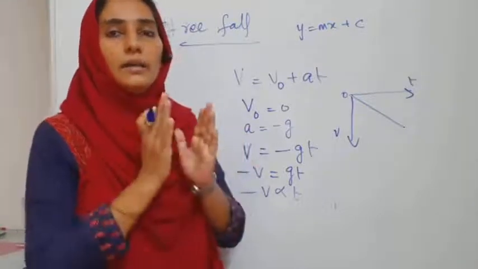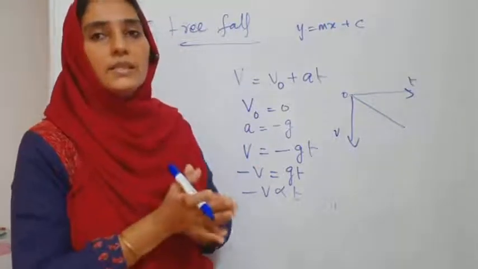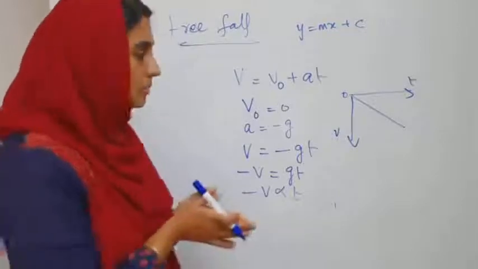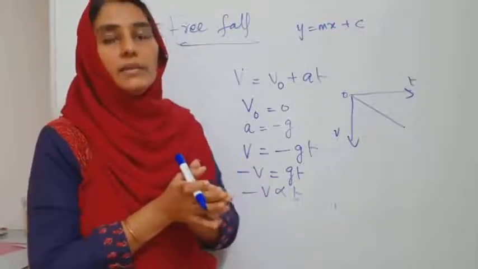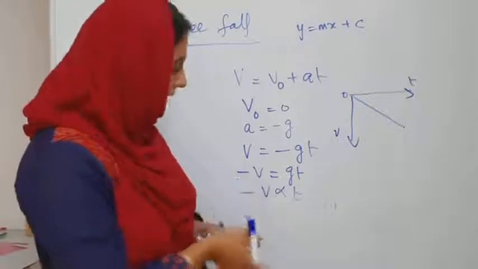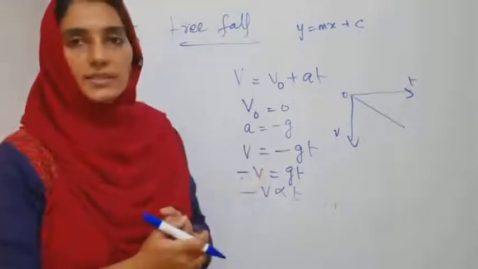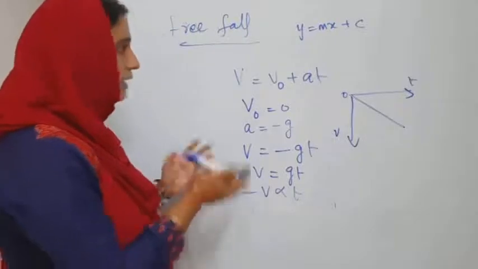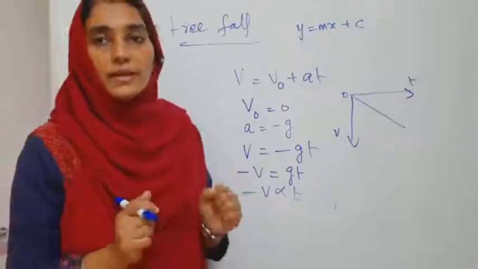So the case of free fall is a case of one-dimensional motion where the body is under uniform acceleration, and the acceleration is the acceleration due to gravity. So that is how free fall is related to rectilinear motion.